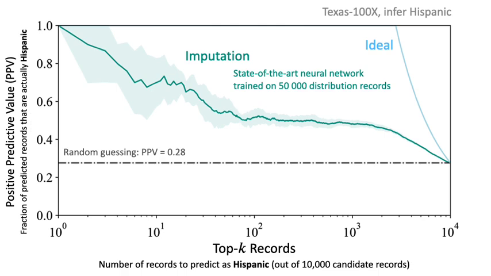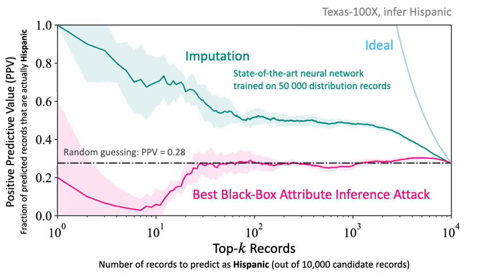We train a state-of-the-art imputation model over 50,000 records from the data distribution. As shown, this model achieves high PPV for up to top 10 records and the PPV decreases for higher k values. The line depicts the average PPV over 5 independent runs and the shaded region depicts the standard deviation. In comparison, even the best black box attribute inference attack does not perform any better than random guessing. This attack is based on Yeom et al.'s attack that uses target model confidence to rank the top k candidate records.